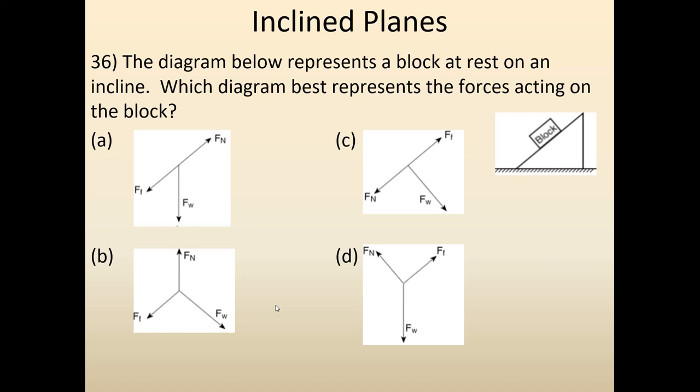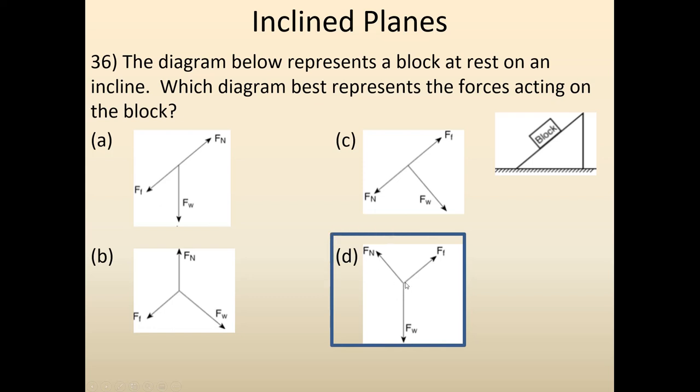All right, so this first one, they want to know the forces acting on this object. Now notice it might be hard to see some of these symbols. They have Fn for the normal, Fw for the weight, and Ff for the friction. We know that the normal is going to go up and to the left because it's got to be perpendicular to the surface. The only one that does that is D.